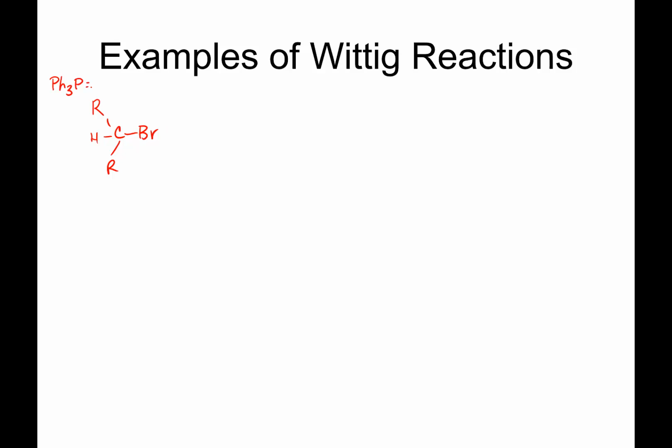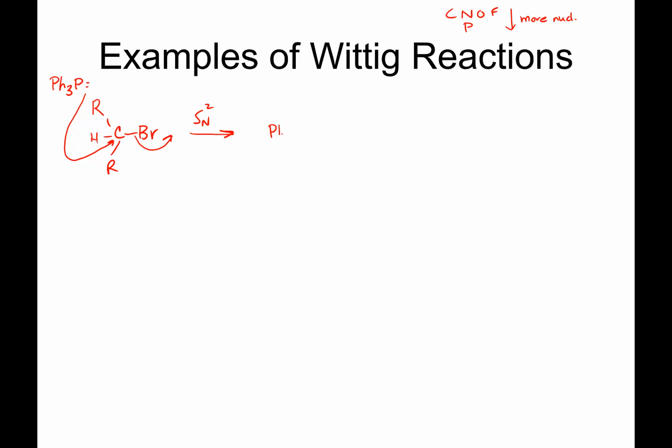Now, on the periodic table, we've got C, N, O, F. P is under nitrogen, so going down the periodic table means that it's more nucleophilic, a stronger nucleophile. So phosphorus is a stronger nucleophile than nitrogen. The phosphorus will come in, attack this carbon, and kick off the bromine. I'm going to do an SN2 reaction.